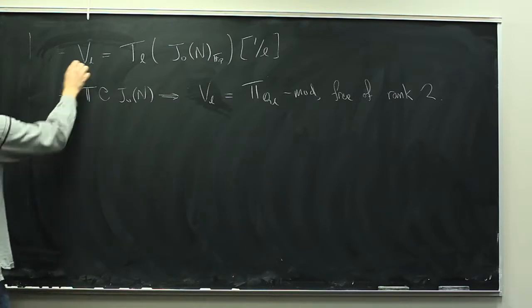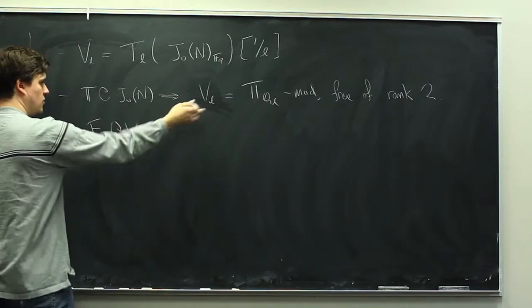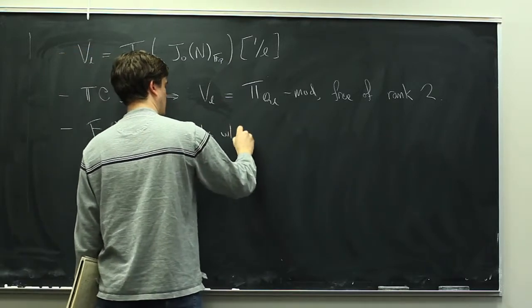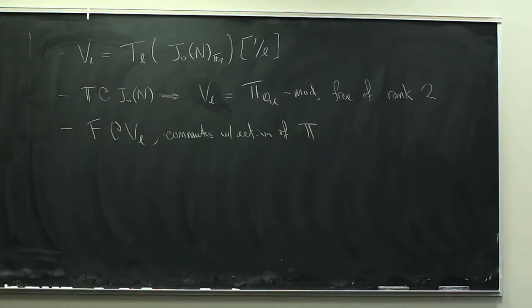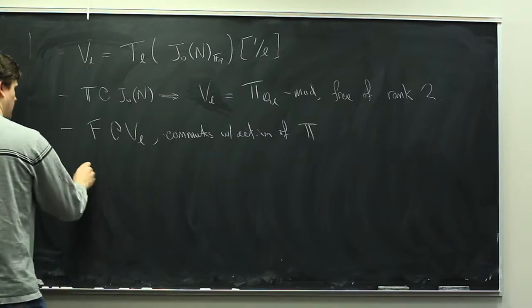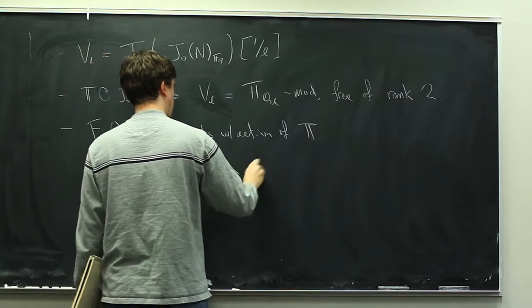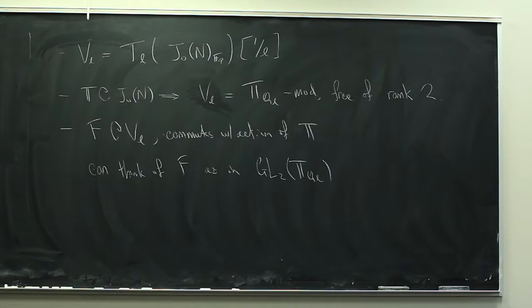Okay, so the Frobenius also acts on the Tate module, and it commutes with the action of T. So I can think of VL as this free module of rank 2 over this commutative ring, and I have this thing commuting with the action of the ring. So I can think of Frobenius as a 2x2 matrix with entries in this ring. Can think of F as in GL2 of T tensor QL. Is there a question?